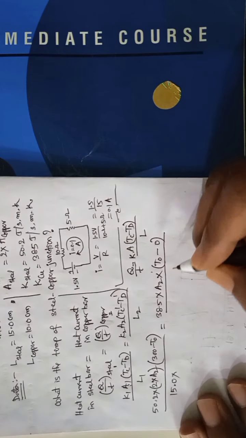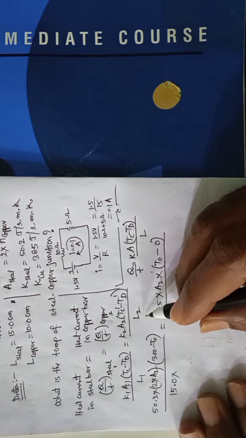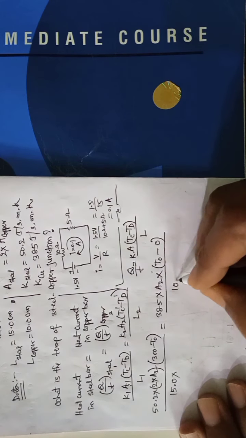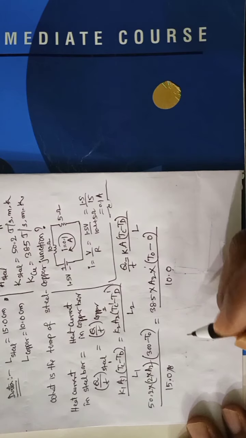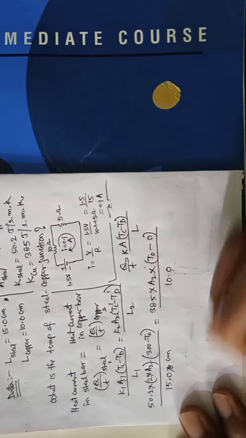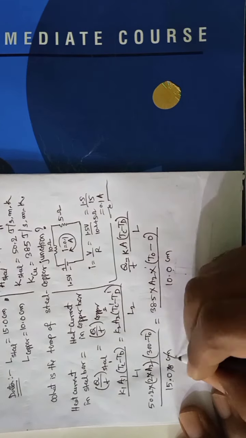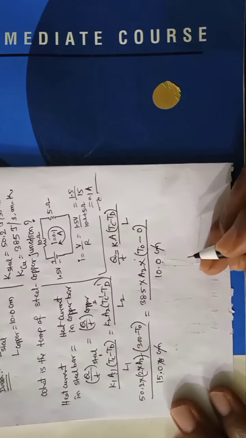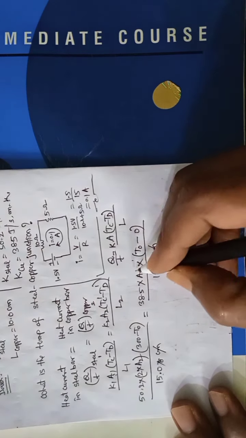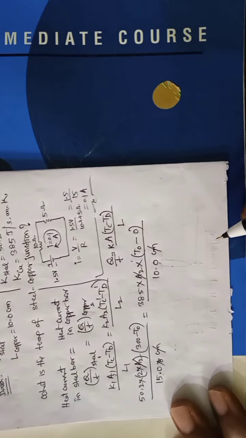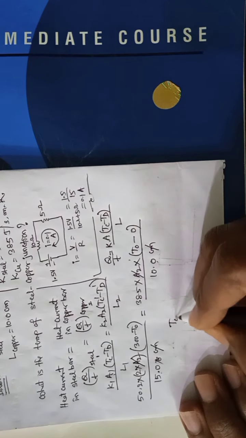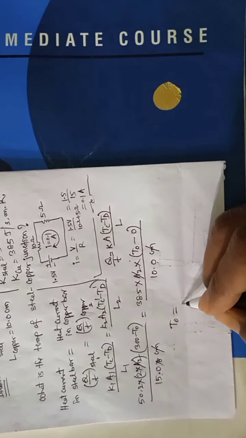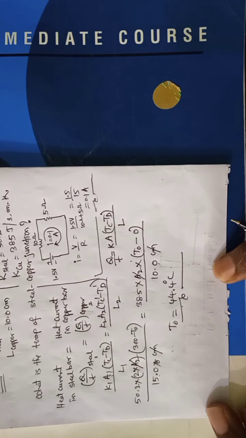By L2, the length of the copper bar, 10. See, both are in centimeters, so no problem. Here centimeter, here centimeter, centimeter gets cancelled. Now A2 gets cancelled. So from this we get the T0 value. So this is the value.